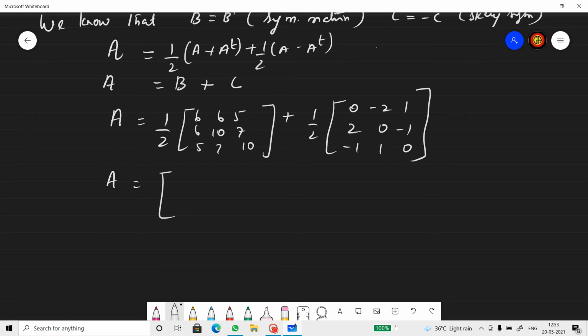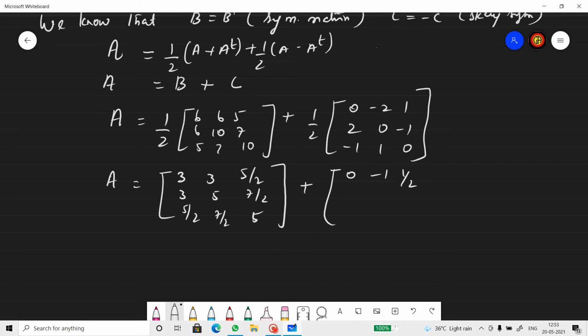So A will be 3, 3, 5 by 2, 3, 5, 7 by 2, 5 by 2, 7 by 2 and 5, plus 0, minus 1 by 2, 1, 1 by 2, 0, minus 1 by 2, minus 1 by 2, 1 by 2 and 0. So definitely when you add this, you get A. You can verify that also.